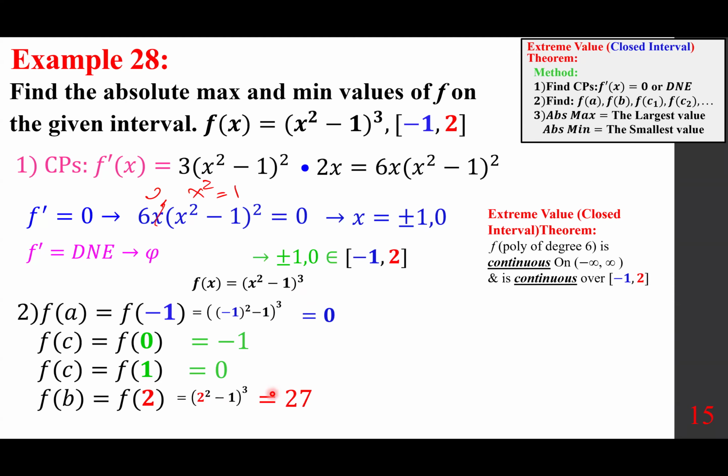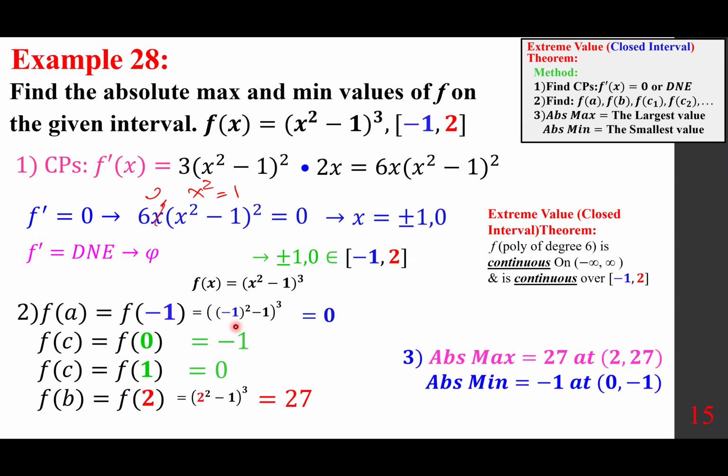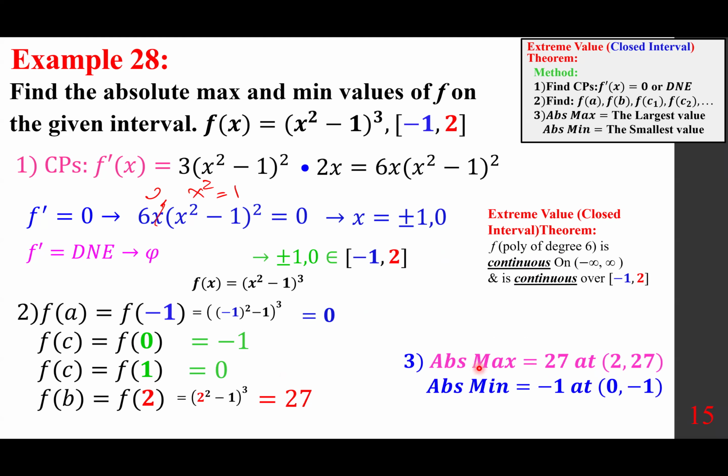Clearly, absolute max, absolute min, the way we write it: absolute maximum is 27 at 2, (2, 27). Absolute minimum is -1 at 0, (0, -1). That's how you write it.